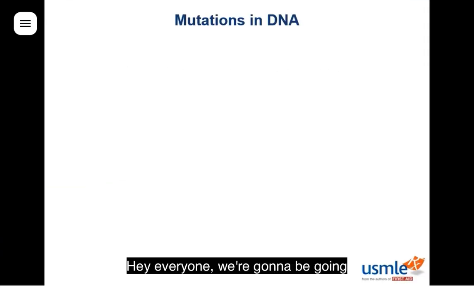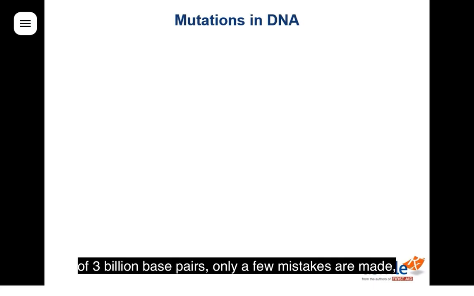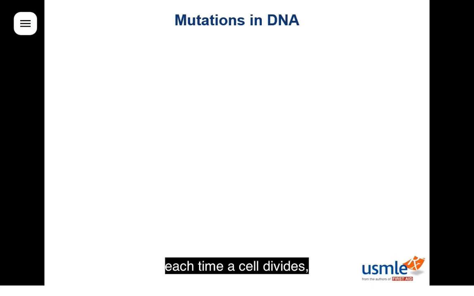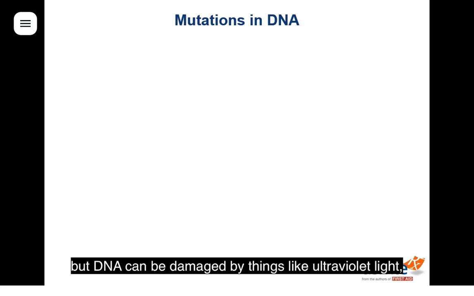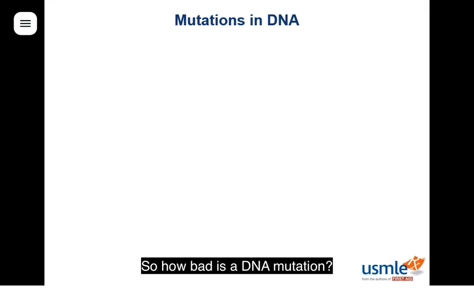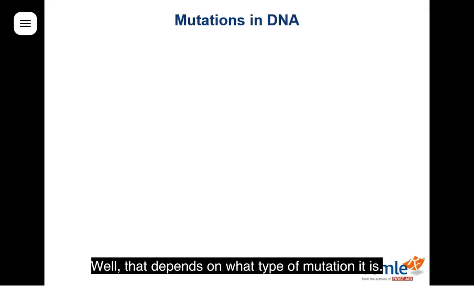Hey everyone, we're going to be going over mutations in DNA. DNA replication is pretty efficient, and out of 3 billion base pairs, only a few mistakes are made each time a cell divides. But DNA can be damaged by things like ultraviolet light, X-rays, reactive oxygen species, or chemical mutagens. So how bad is a DNA mutation? Well, that depends on what type of mutation it is.